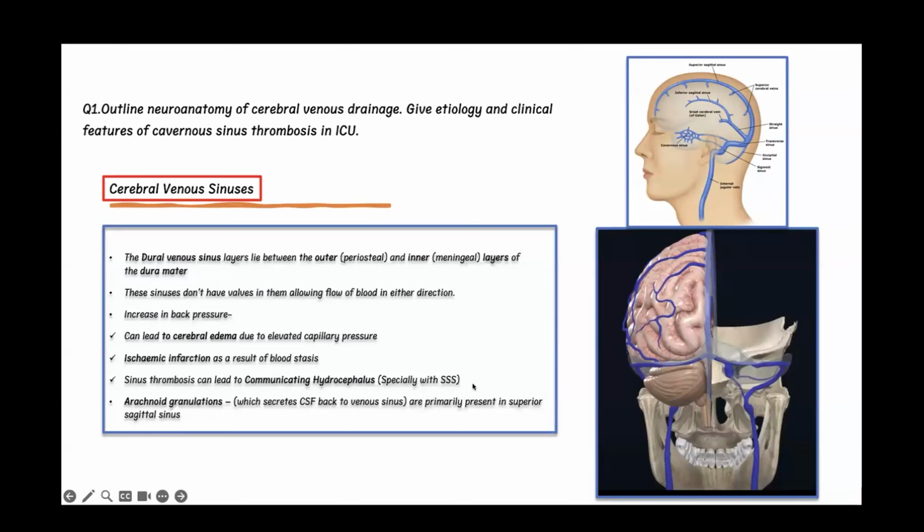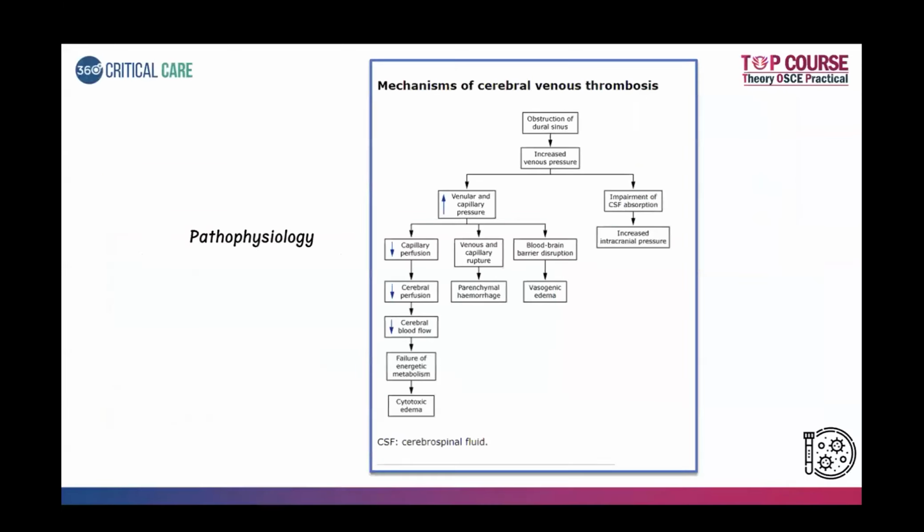Again, the arachnoid granulations, which secrete the CSF back to the venous sinuses, are primarily present in the superior sagittal sinus. So any thrombus of the superior sagittal sinus can cause impairment of the drainage of CSF from the brain, which can indirectly cause higher pressure in the ventricular system, causing communicating hydrocephalus.